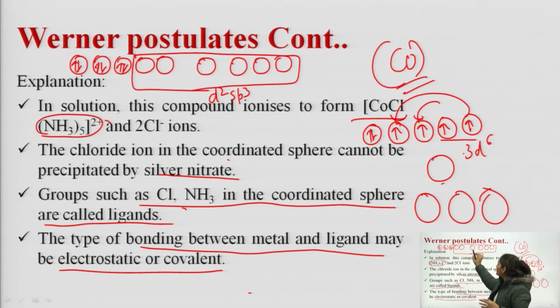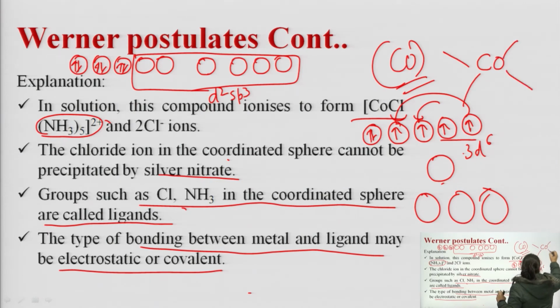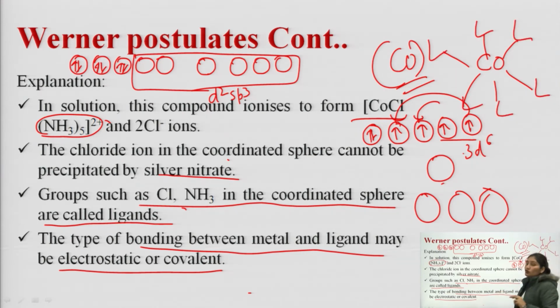So, 1, 2, 3, 4, 5, 6, there are 6 vacant orbitals and these vacant orbitals are involved in the complexation process. So, the cobalt molecule has 6 coordination number and it forms the octahedral arrangement. What is octahedral arrangement? Cobalt means 1, 2, 3, 4, 5, 6. It has 6 binding sites. So, it forms an octahedral rearrangement.